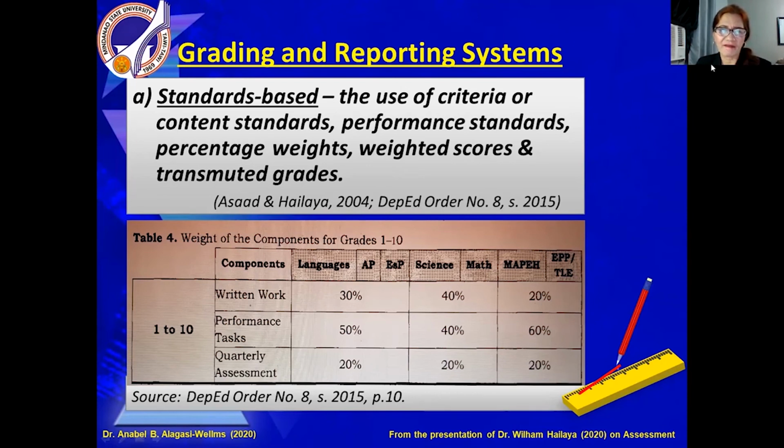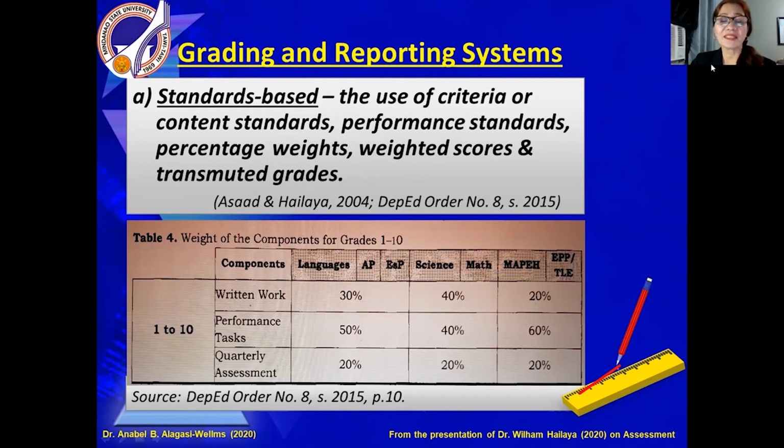Example, components: written work, you have 30%, 40%, 20% for other subject areas. For the performance, you have 50% per language, and then 40% only for science, and then for MAPE, that's 60%. This is an example. The source is the DepEd Order. Of course, I have to use Philippine standard. This is DepEd Order number 8, series of 2015.